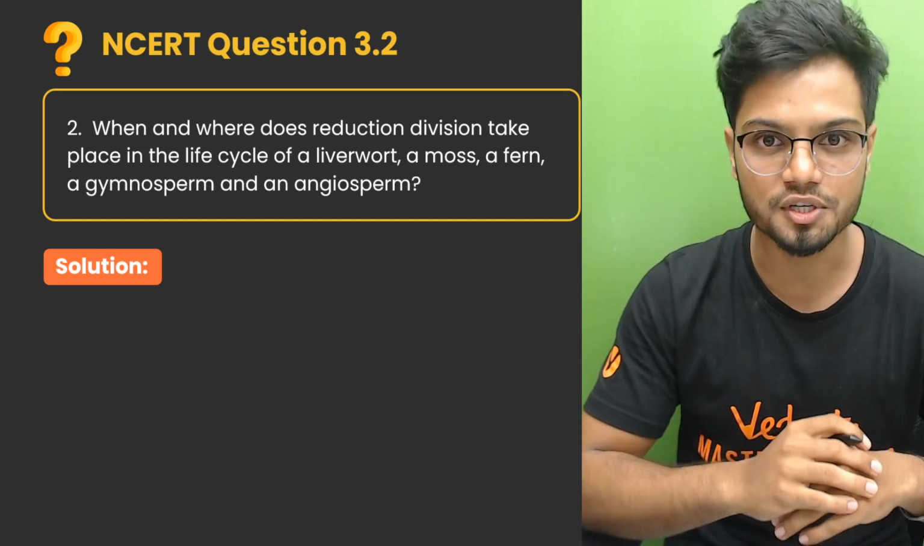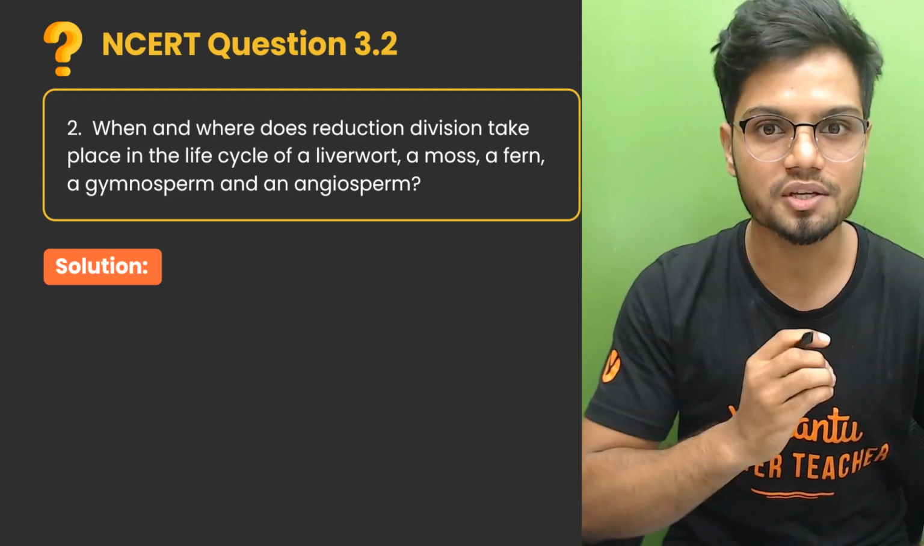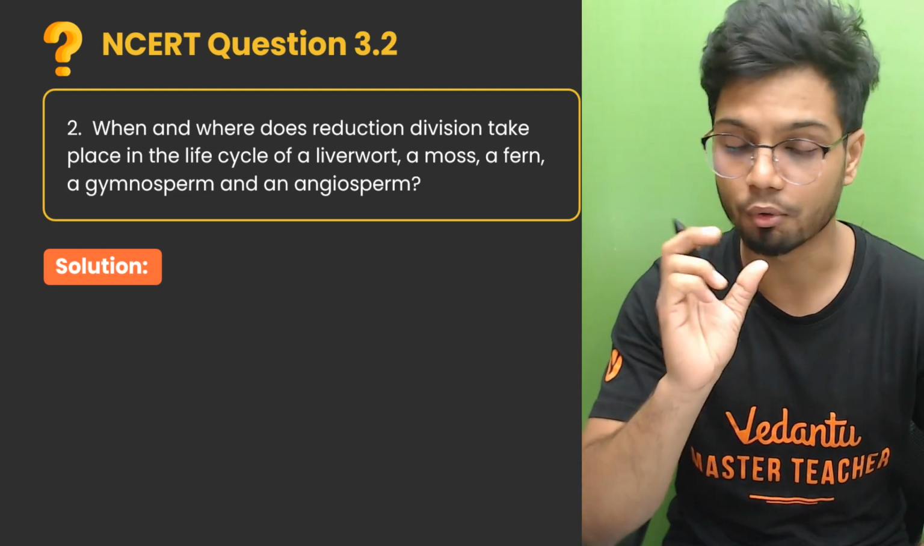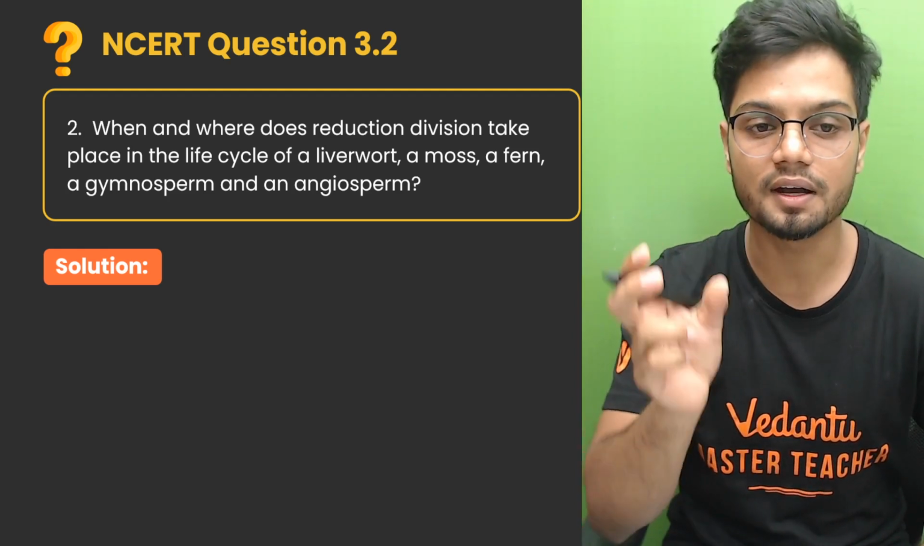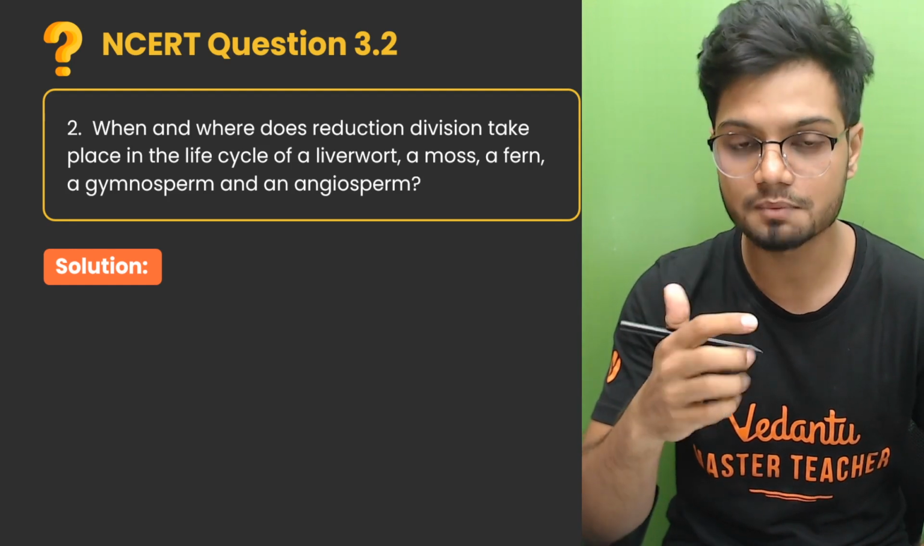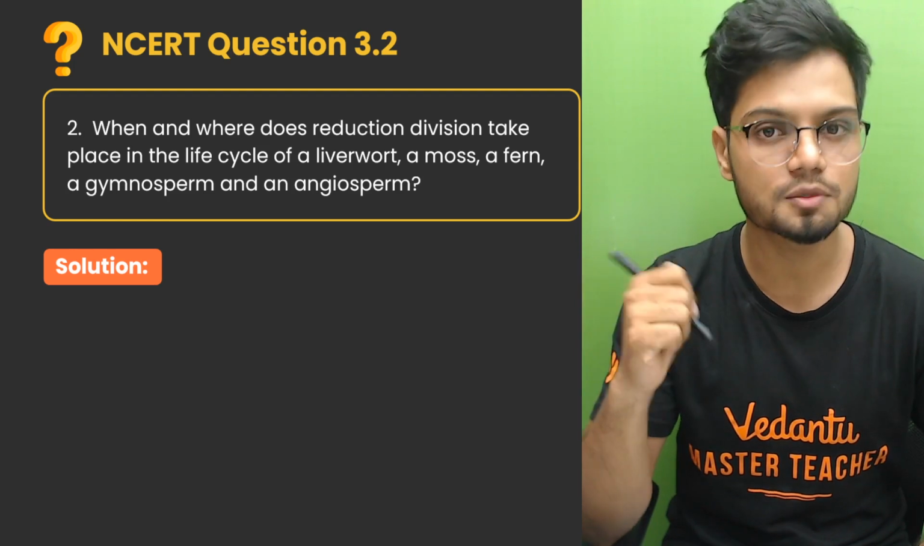So today we have a question from the chapter Plant Kingdom. Now let's quickly read the question and try to solve it. When and where does the reduction division take place in the life cycle of liverworts, mosses, ferns, gymnosperms and angiosperms?